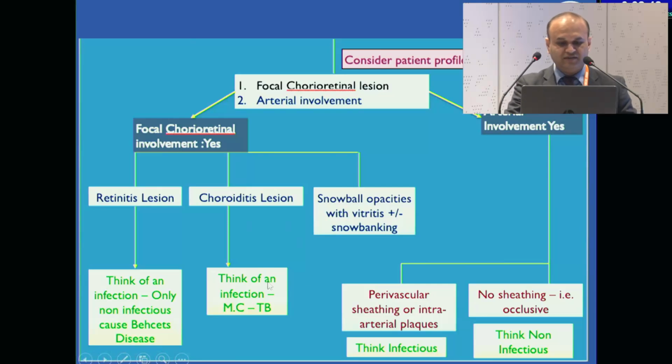You see a choroiditis lesion, think of infection, either TB. You see subvascular scars, think of TB also as one of those causes. If there is an arterial involvement, no sheathing, usually occlusive, non-infectious. If there is a perivascular sheathing or intra-arterial plaques, again infectious. And we just saw chiariles, which usually can be a clue to toxo also.